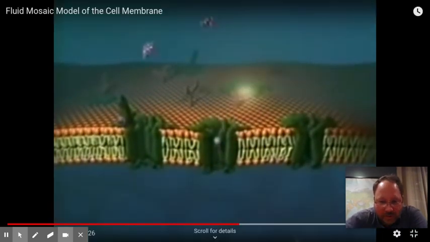So in the middle there, that looks like a channel. So you can see how the channel is open and allows substances to pass through. Over here, I think this is a carrier protein. It will actually change its shape.